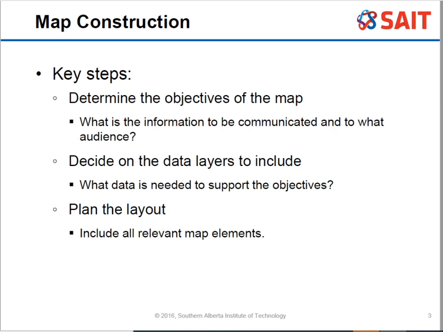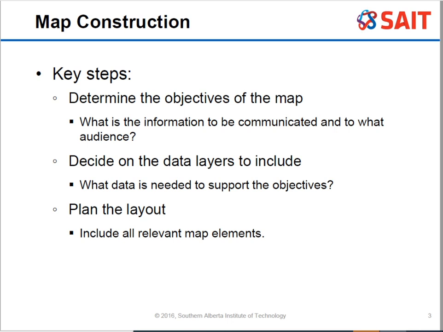The second step is to decide on the layers. So this is really like, what data do I need to answer my question? It may not come in the form of what type of data do I need, but it comes to the form of what data. So here it asks, you need to answer the question, what data is needed to support the objectives?